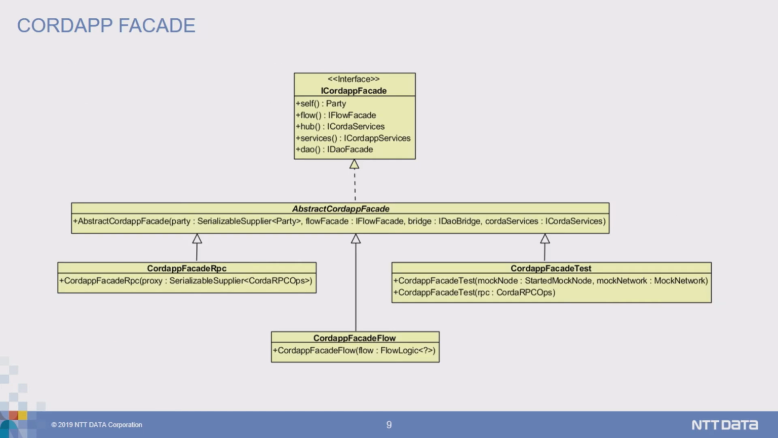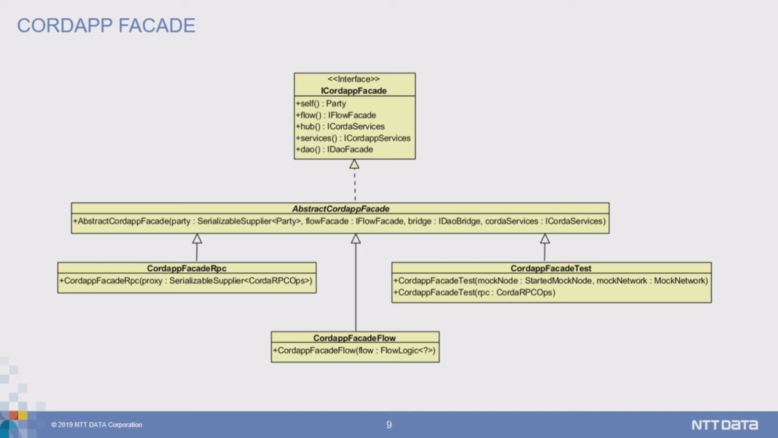Okay, this is the UML of our facade. We put everything behind the interface, so this is shared everywhere. This interface has the functions to get, for example, the party of the node that it is connected to. Then we have the flow facade, where we keep all of our top-level flows. Then we have the hub, which wraps the Corda functionality that is in the service hub, so we can call it through RPC or through the service hub in the same way. Then we have the DAO, where we hold our DAOs. And finally, we have services, which are the CorDapp functions. We put our business logic there, which uses only the other functions exposed by this interface.